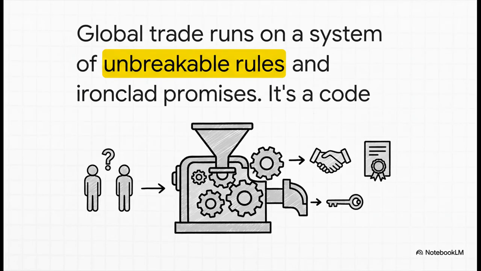Well, to solve this massive trust problem, global trade runs on a system that basically manufactures trust where there isn't any. It's a whole language of acronyms and legal documents that act like a secret code. And once you get that code, you'll see how the engine of the entire global economy really turns. So come on, let's start cracking it.